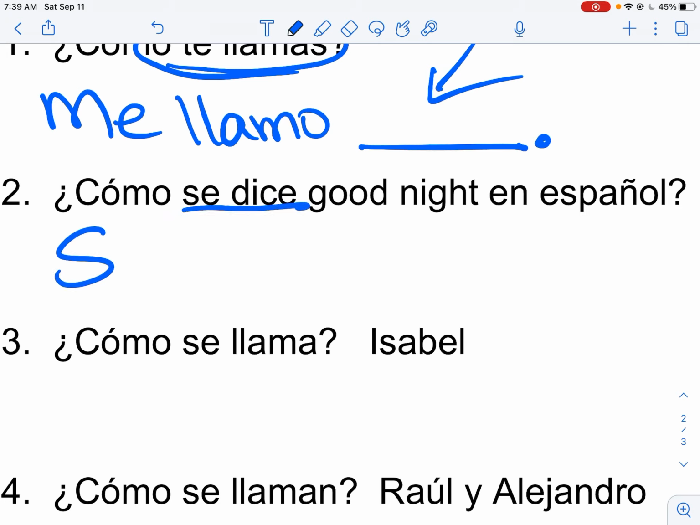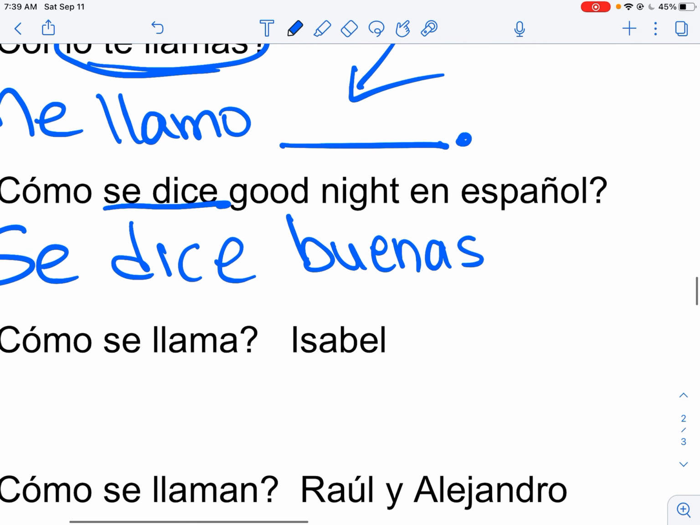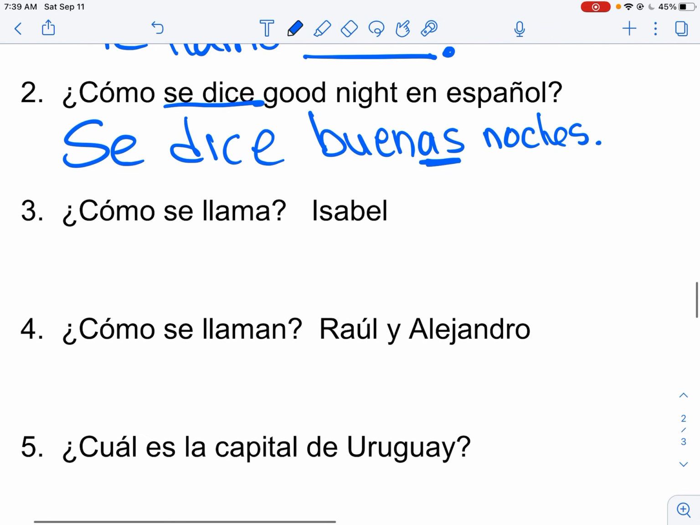Anytime you say ¿cómo se dice? You just write se dice. And then what is good night? Be careful, boys and girls. Some of you are getting this wrong. Because right here you're putting OS instead of AS. Se dice buenas noches.